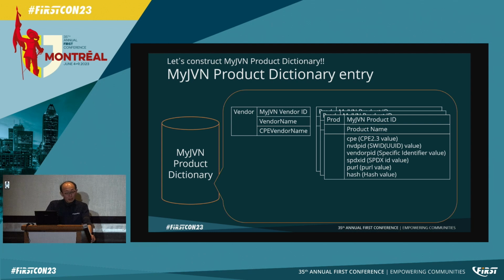The MyJVN product ID serves as a unique identifier within the dictionary, enabling easy referencing and cross-referencing of the products. The product name provides a clear and recognized label for each software product. Overall, the inclusion of these elements in the MyJVN Product Dictionary entry enhances software product identification, fosters collaboration, and promotes effective vulnerability management.